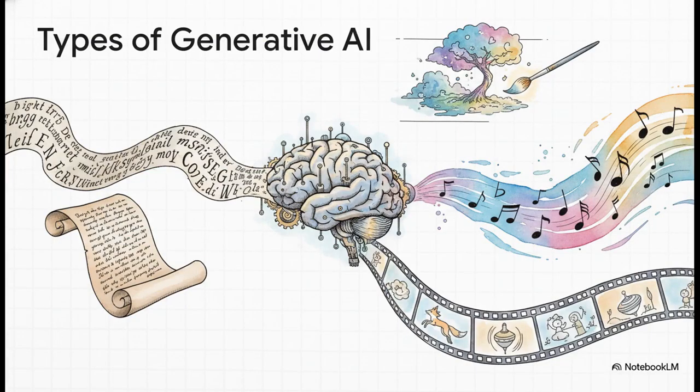And language models are just one piece of a much bigger puzzle called generative AI. This is where things get really wild. This is AI that doesn't just analyze stuff, it actually creates brand new things. You've got text generators like ChatGPT that can write a poem for you.